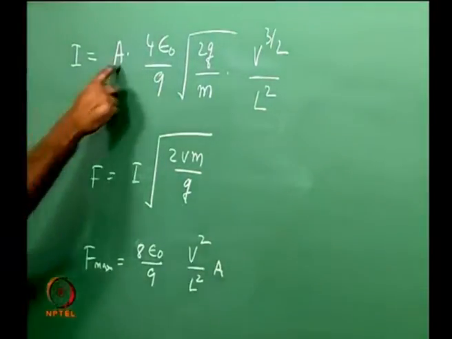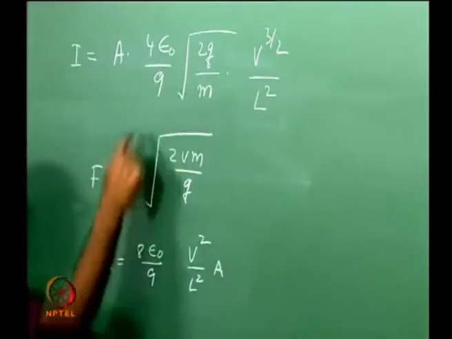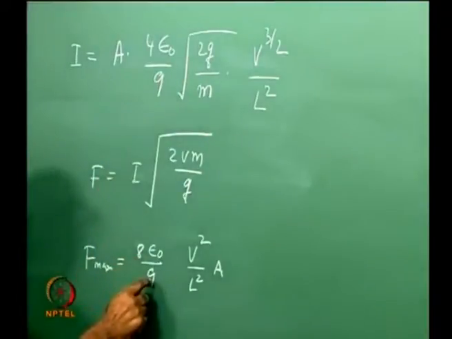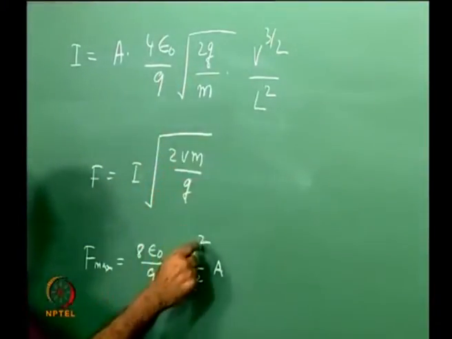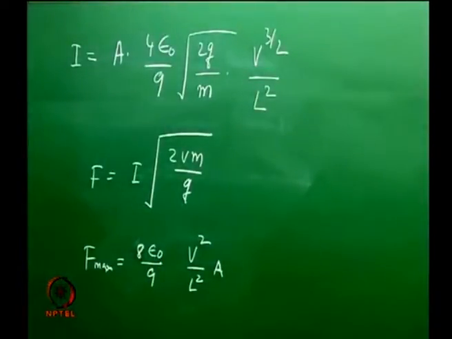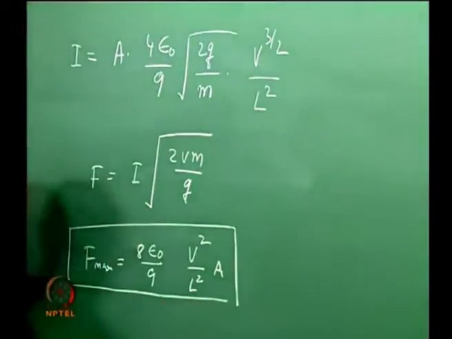How did I get it? A comes over here, 2 and 2 gives me 8 here, 8, permittivity of free space epsilon naught, 9 over here, and I get V, the balance V which is left here, V squared by L square. And this is the equation for the maximum thrust which can be developed by an ion thruster.